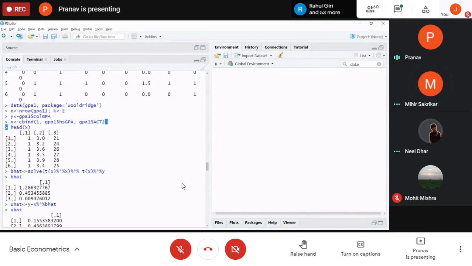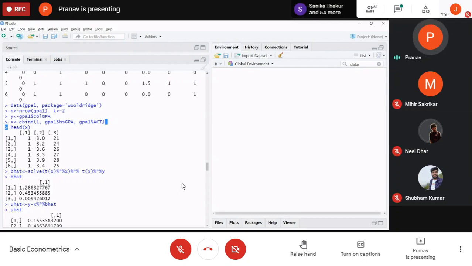Yes, sir. What does the percentage sign do? The percentage sign is for the multiplication of matrices or vectors here. So for vector multiplication or matrix multiplication, we use this percentage sign. So what is my formula for the OLS estimator?